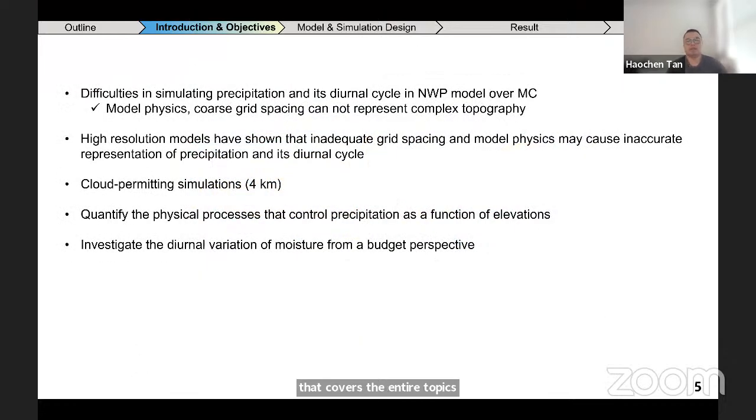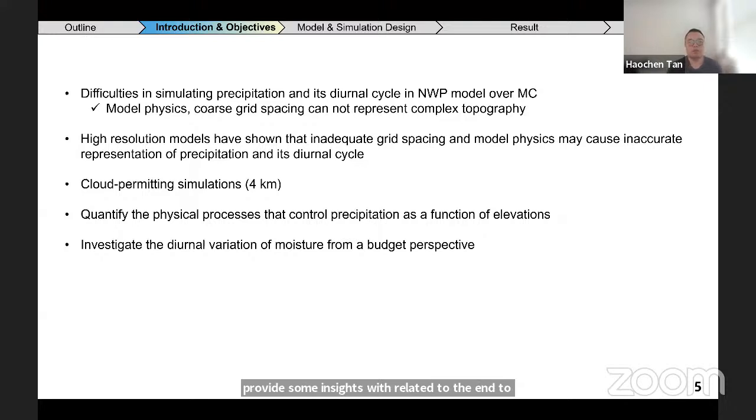Numerical models always have difficulties in simulating precipitation and its diurnal cycle over this area, typically because of the coarse grid spacing that is used to represent the complex topography. Studies with high resolution models have shown that inadequate grid spacing and model physics may cause inaccurate representation of the precipitation and its diurnal cycle in the maritime continent. So we propose a case study using cloud-permitting simulations by WRF that may be able to provide some insights related to understanding the precipitation and its diurnal cycle.